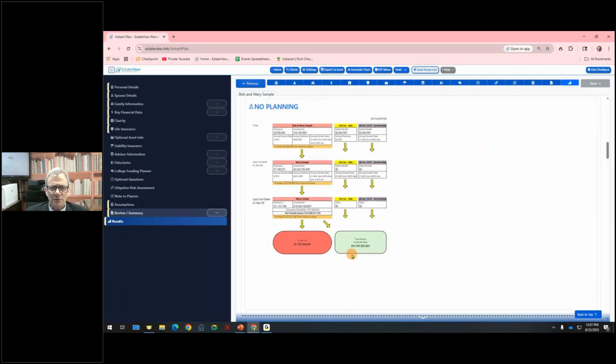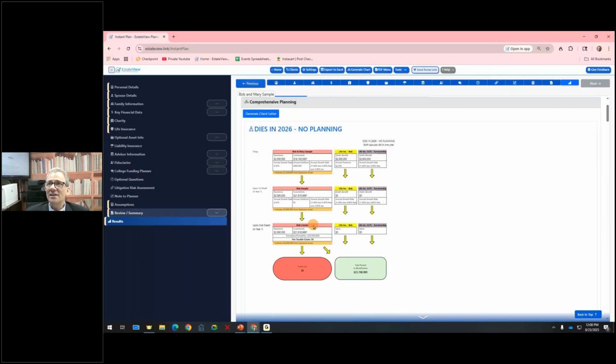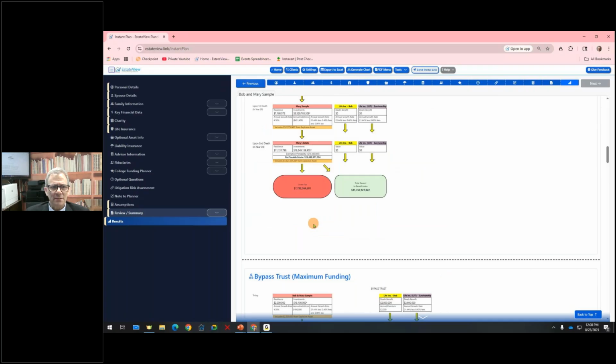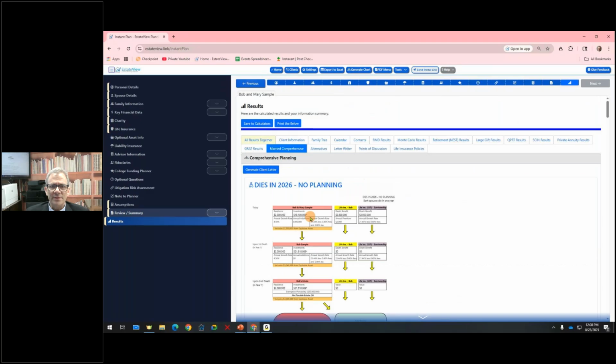But her life expectancy is 29 years, and their joint life expectancy, meaning that there's a 50% chance that one of them will live 39 years. And with those numbers, we are looking at an estate tax of $7.7 million. So as you can see, you're looking at a pretty big estate tax. So they may need this planning.